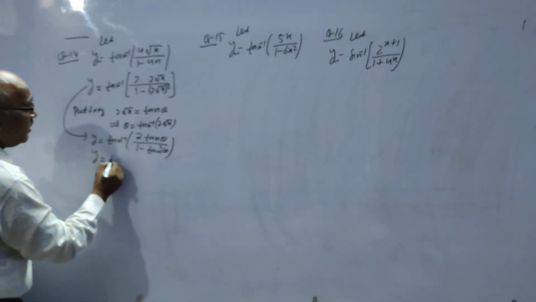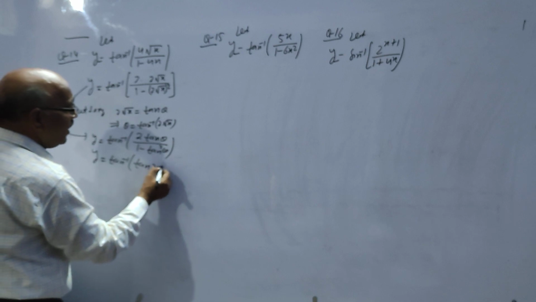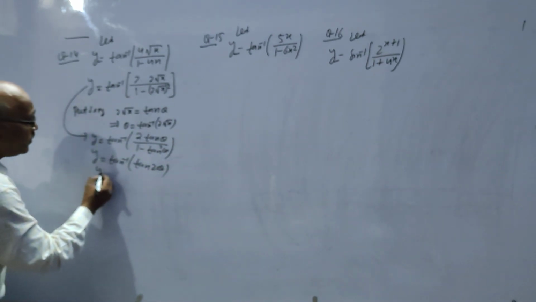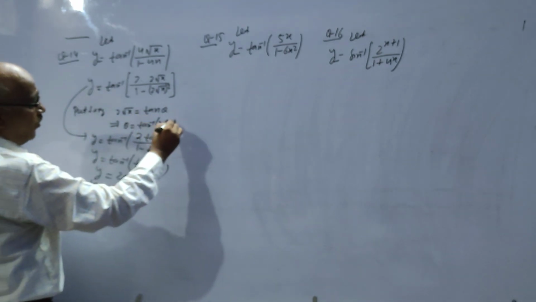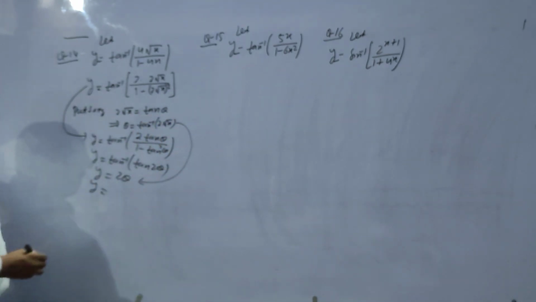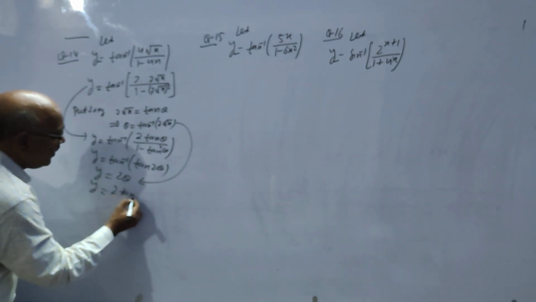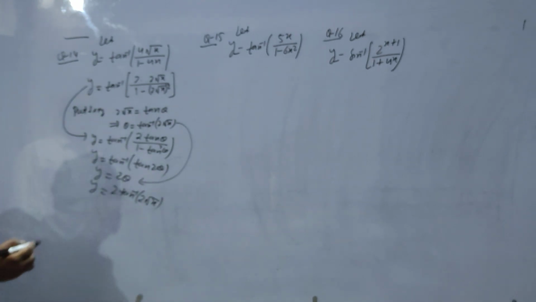Now y is equal to tan inverse, and it is equal to tan 2 theta, and tan inverse tan 2 theta cancel out. So y is equal to 2 theta. Now put the value of theta from here. Theta is equal to tan inverse 2 root x. So that is 2 times tan inverse 2 under root x. Now differentiating with respect to x.